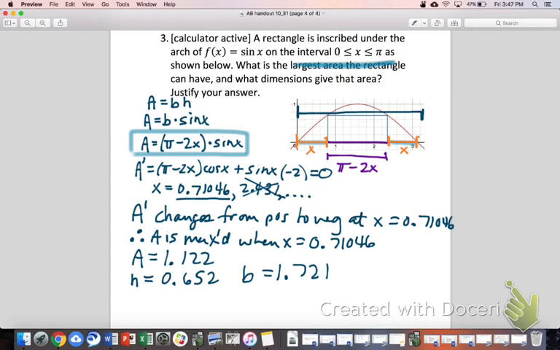Okay, so I think we've done everything we needed to do. We found the largest area, we found the dimensions, and we did justify our answer using the first derivative test this time.